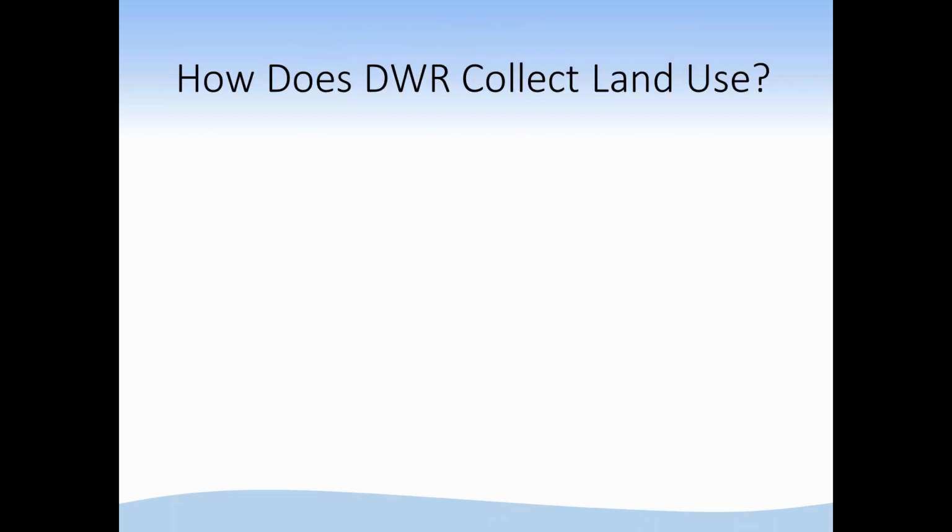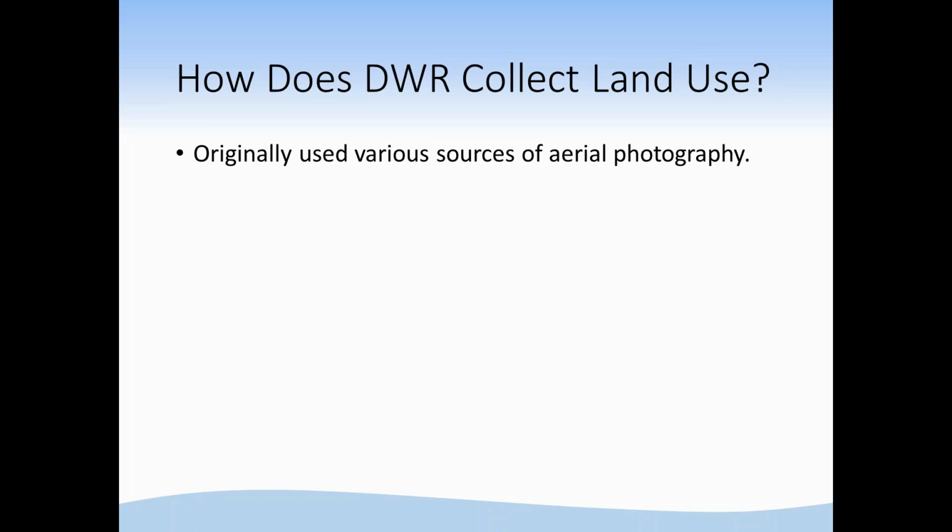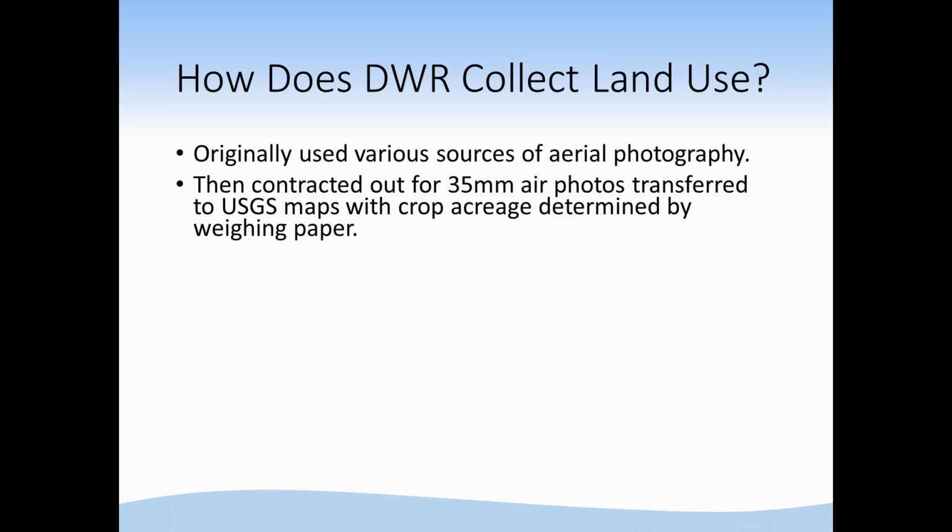So how does DWR collect land use? Originally, if anybody's seen the old USDA 9x9 black and white air photos, we would actually draw on those and classify crop types and land use. Then we started contracting out, hiring companies to fly airplanes and take pictures with 35mm slides, and we could get a little better resolution on crops. We would analyze what we thought those crops were, put them on quad maps, and go out in the field and verify that.